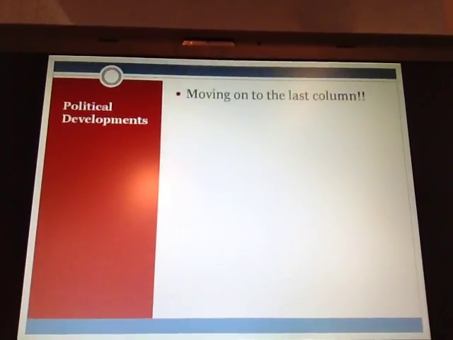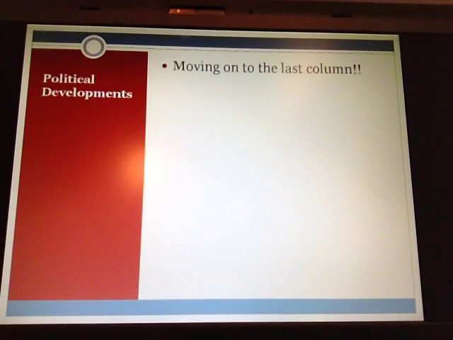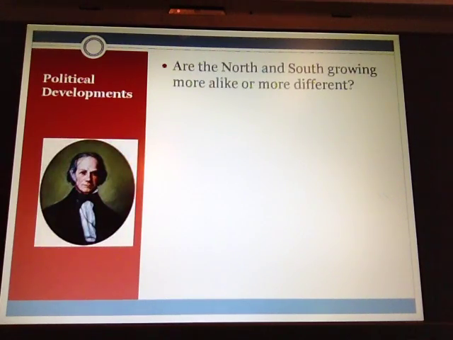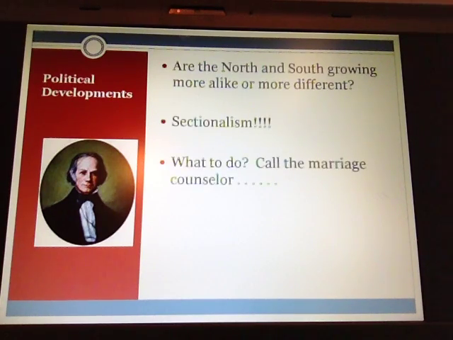So, when we looked at the technological and societal developments, we see that the North has become increasingly industrial, and the South has become increasingly agricultural, and slave labor is the predominant workforce, whereas in the North we have what we call wage labor. And so, are the North and South growing more alike or more different? And the answer is different. Sectionalism. Okay? And so there's a political figure very important in U.S. history in this time period who is going to try and address this growing sectionalism.